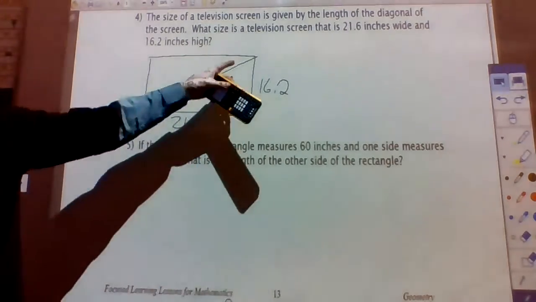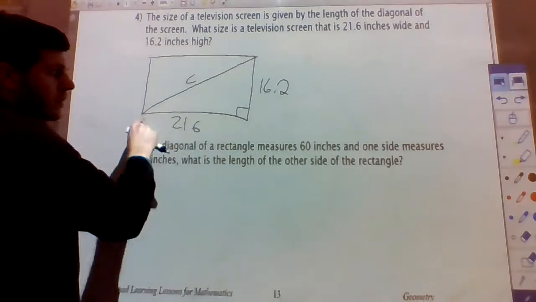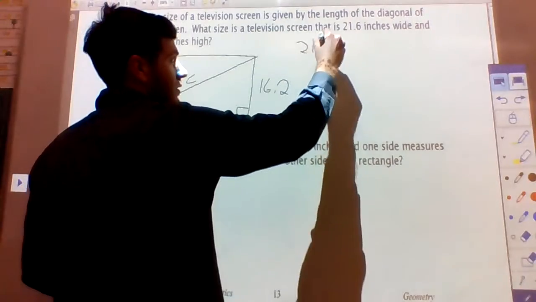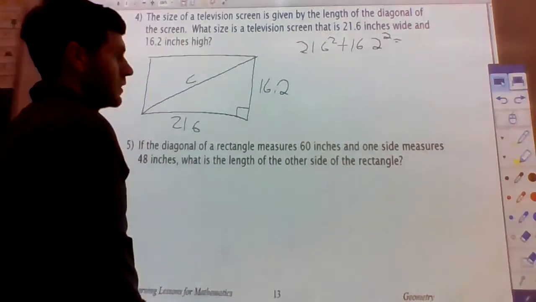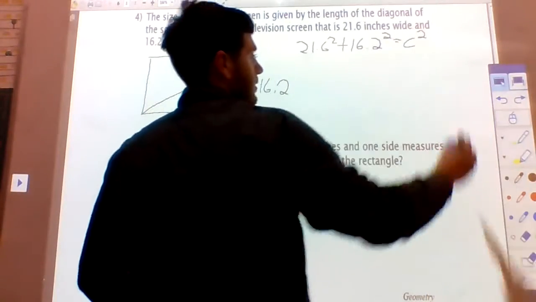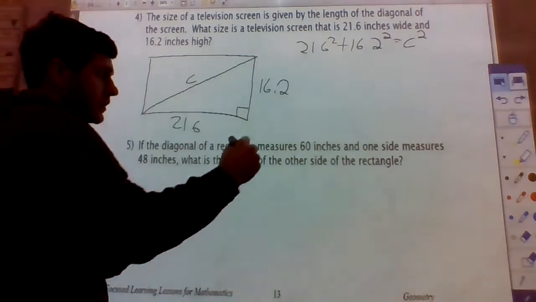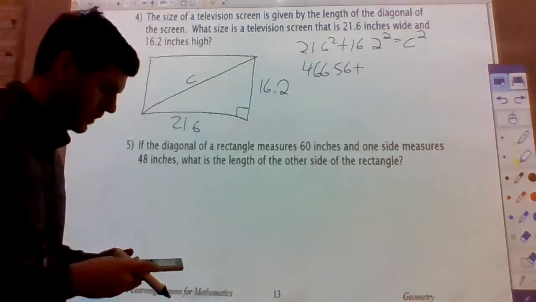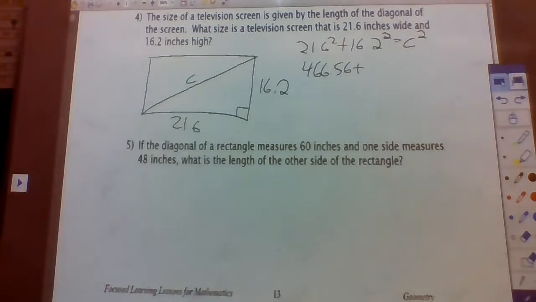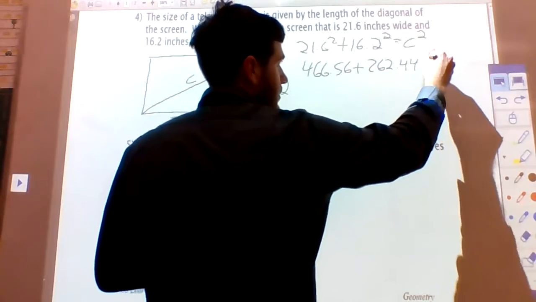So a rectangle has 4 right angles. So right here we have a right triangle. So 21.6 squared plus 16.2 squared, those are our legs, is going to give us the length of the hypotenuse squared. 21.6 squared gives us 466.56. 16.2 squared is going to give us 262.44. That's going to add up to a nice even number.